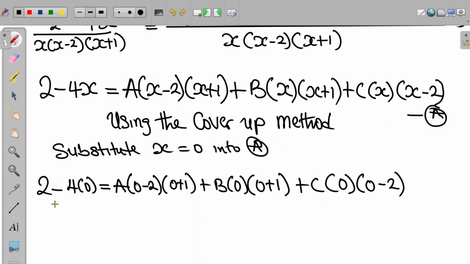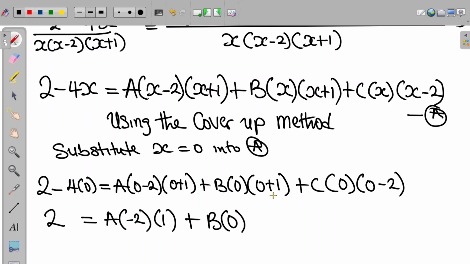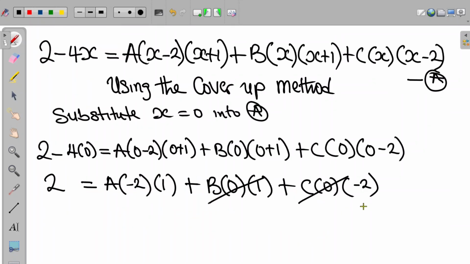Now from the left hand side, we have that 2 minus 4 times 0 is 0, 2 minus 0 is still 2, equal to A times (0 minus 2)(0 plus 1), plus B multiplied by 0 times (0 plus 1), plus C multiplied by 0 times (0 minus 2). It's obvious that B times 0 is 0, and also C times 0 is 0. So the B and C coefficients will be eliminated.